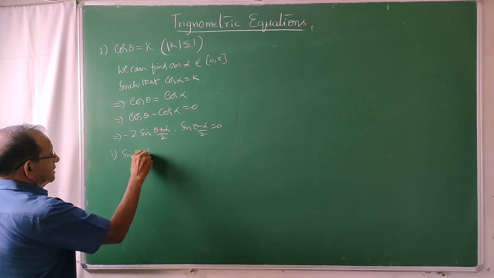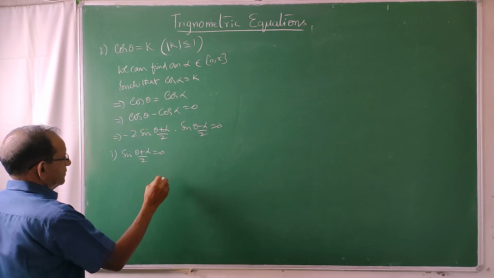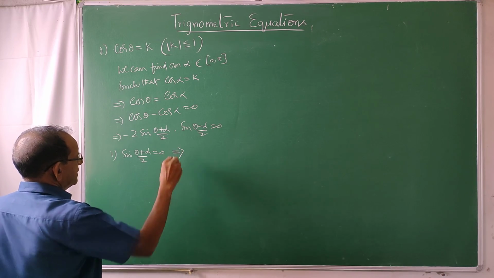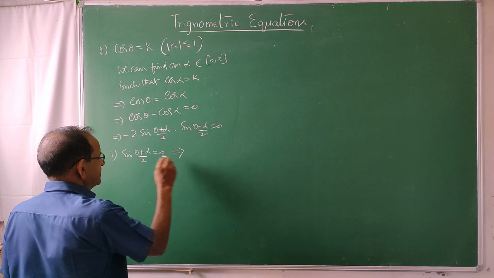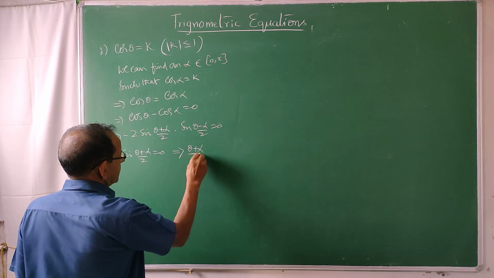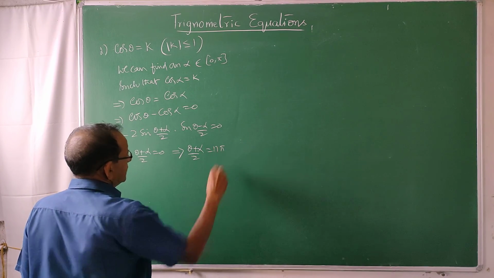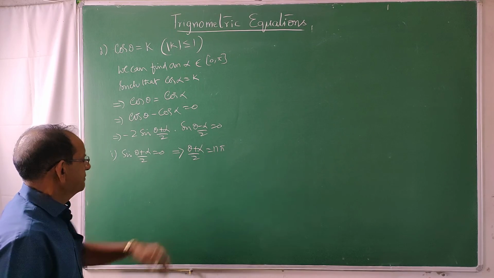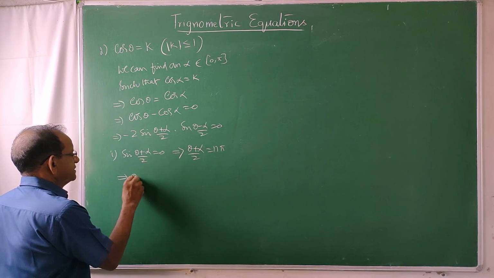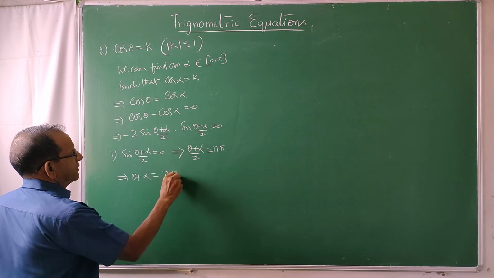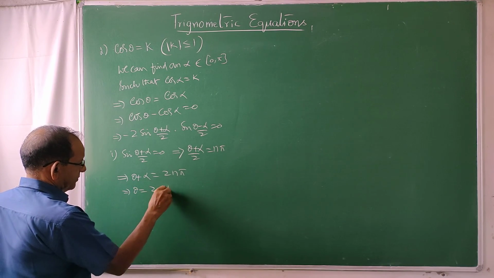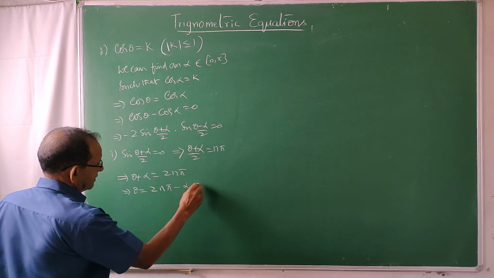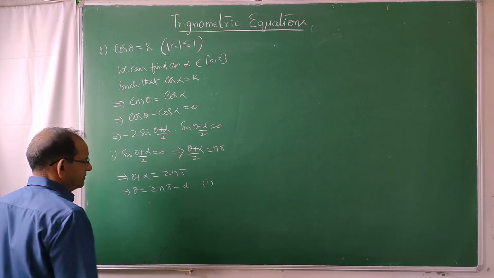Sin (theta plus alpha)/2 is equal to 0 implies sin theta is equal to 0 implies theta is equal to n pi. Here theta is (theta plus alpha)/2. So (theta plus alpha)/2 is equal to n pi. Take cross multiplication. That implies theta plus alpha is equal to 2n pi. So that implies theta is equal to 2n pi minus alpha. Take this result as 1.